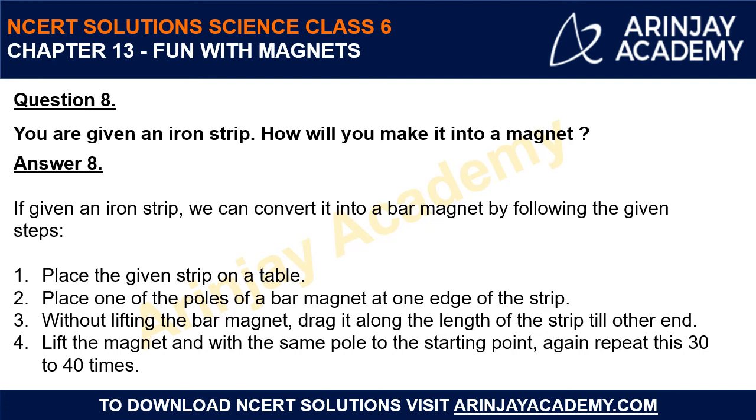Again you have to place the north pole and drag it along the length of the strip. That is, आपको exactly वही same process repeat करना है जो आपने starting में किया. That is dragging it from one end to the other end and lifting it, again dragging it from the first end to the other end. So you have to do this repeatedly for 30 to 40 times. Once you have done this, the iron strip has now converted into a magnet, into a bar magnet. Alright.